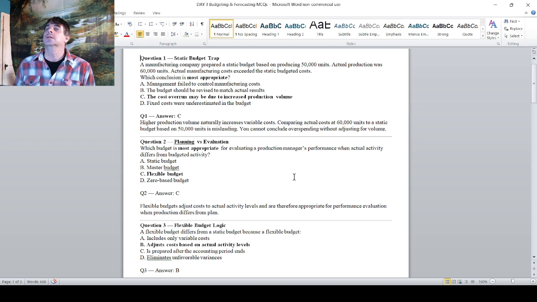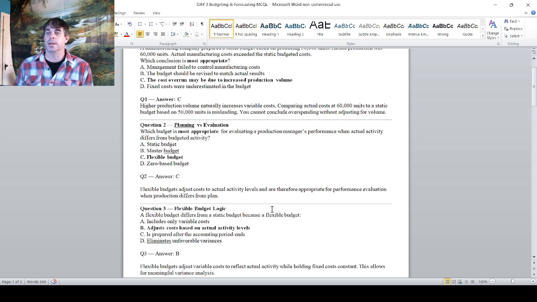Question 2. Planning versus evaluation. Which budget is most appropriate for evaluating a production manager's performance when actual activity differs from budgeted activity? The answer is C, flexible budget. Flexible budgets will adjust costs to actual activity levels and are therefore appropriate for performance evaluation when production differs from the plan.